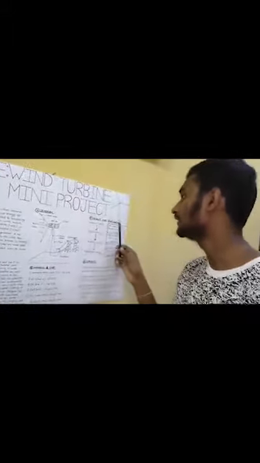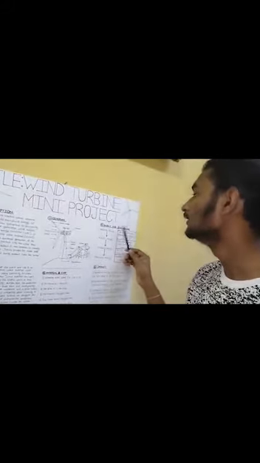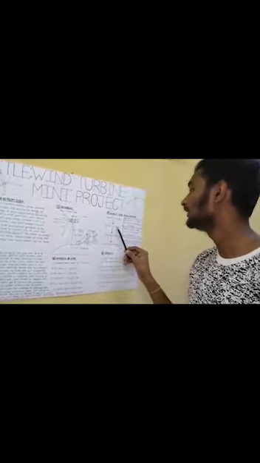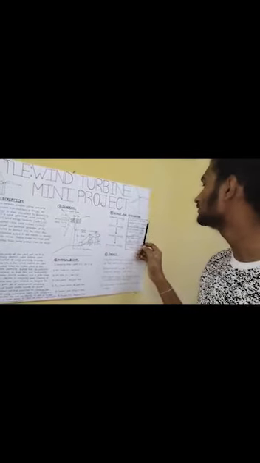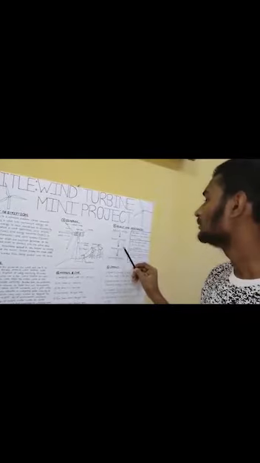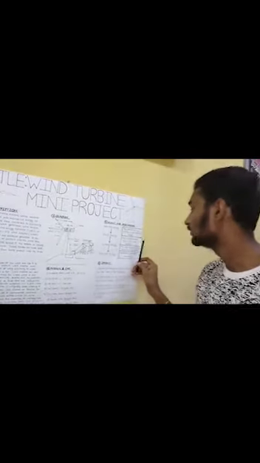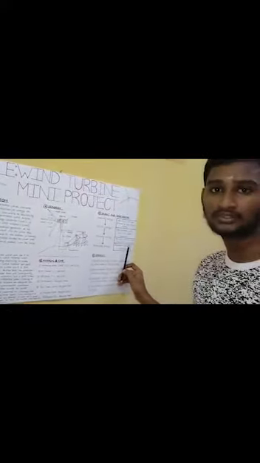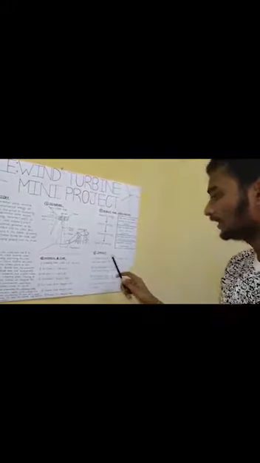Number 5, result and discussion. The result and discussion of our mini project is the wind turbine. The energy conversion goes from potential energy to kinetic energy. The water in the dam creates a huge potential energy. To kinetic and mechanical energy, the high pressure of water flows into the turbine. To electrical energy, the high pressure of water turns the turbine and the generator produces the electricity.